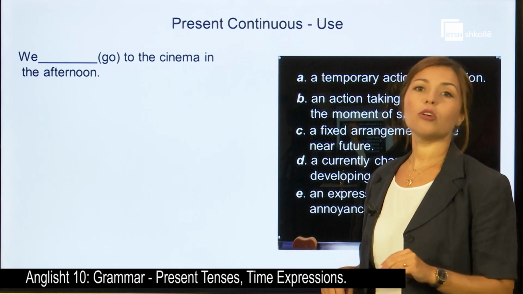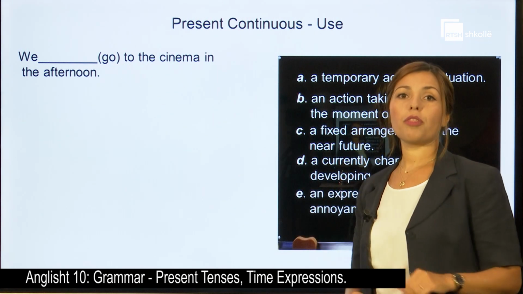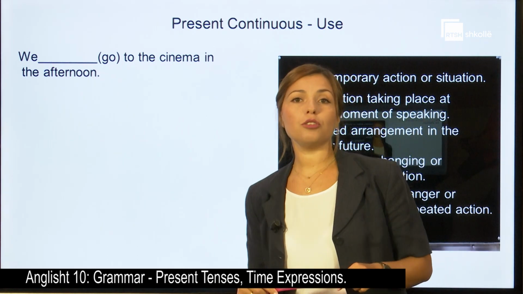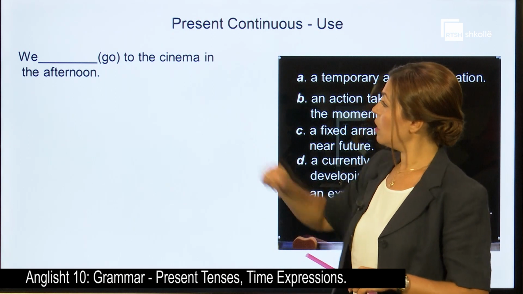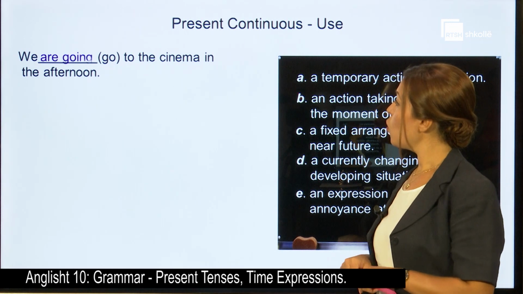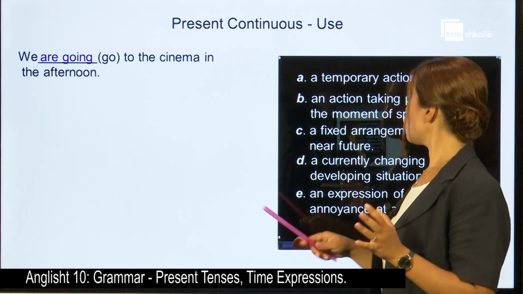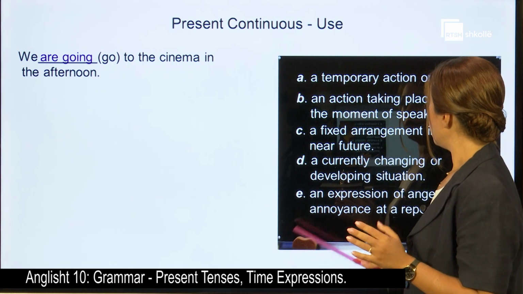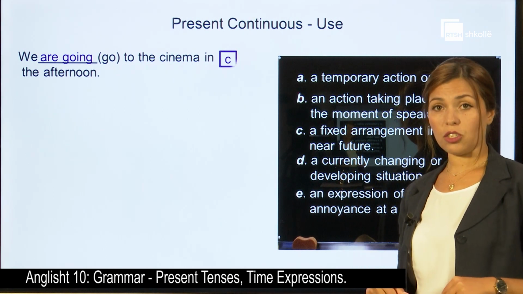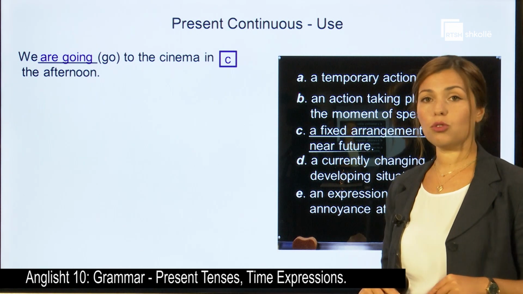All right. We're going to see now some examples and I want you to match the sentences with their uses. So, we, put the verb in the present continuous. How are we going to put that? The verb to be, and main verb in ing. We are going to the cinema in the afternoon. What does this show? Take a look. It's an action that has been already arranged. We have already planned for that. We have a fixed arrangement in the future.